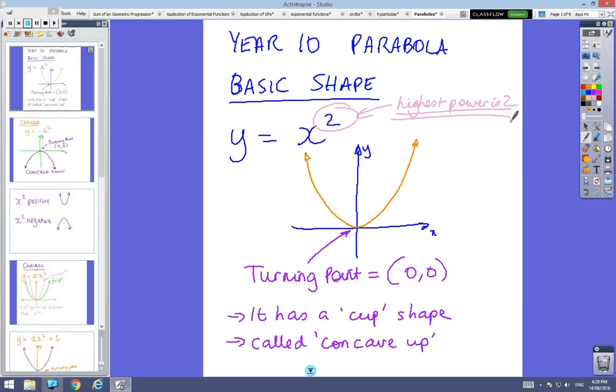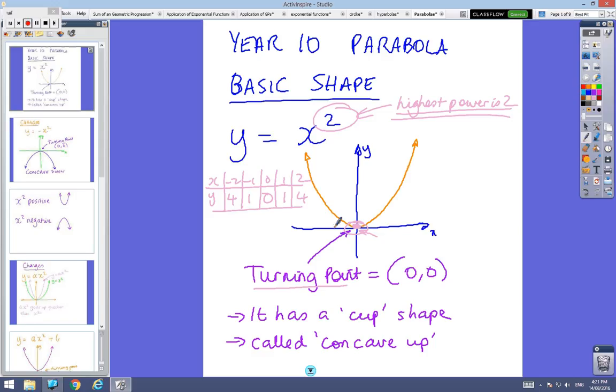So if I had done a table of values, x and y: -2, -1, 0, 1, 2. -2 squared is 4, -1 squared is 1, 0 squared is 0, 1 squared is 1, 2 squared is 4. So we end up with a symmetry, and when you plot it, it looks like a cup. This point here, where it turns and goes back in the same direction on the other side, is called the turning point. And so here it's going to be 0, 0.